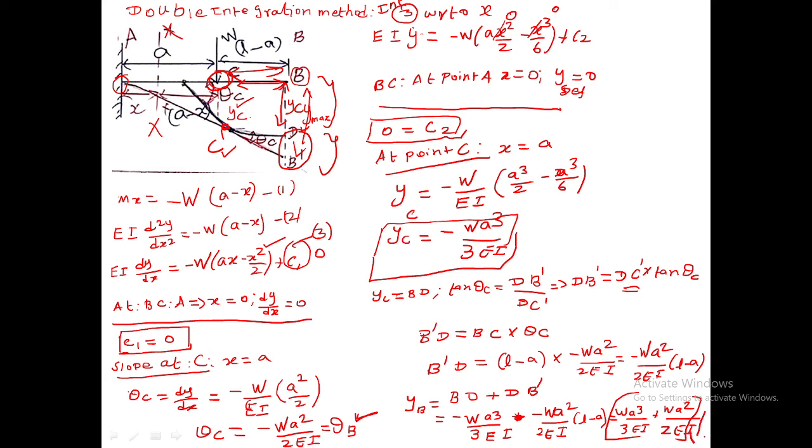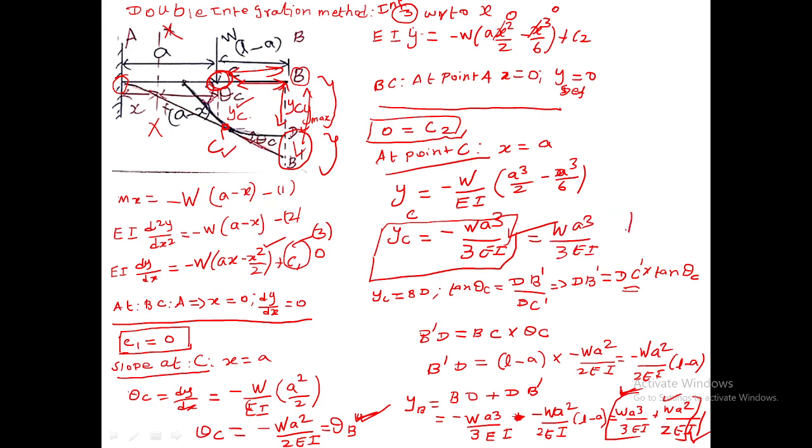This is in the downward direction, so the negative sign is removed; the arrow mark indicates the downward direction. So the deflection is downward. This is the slope at points B and C. The deflection at point C equals minus W a cube divided by 3EI, so W a cube divided by 3EI.